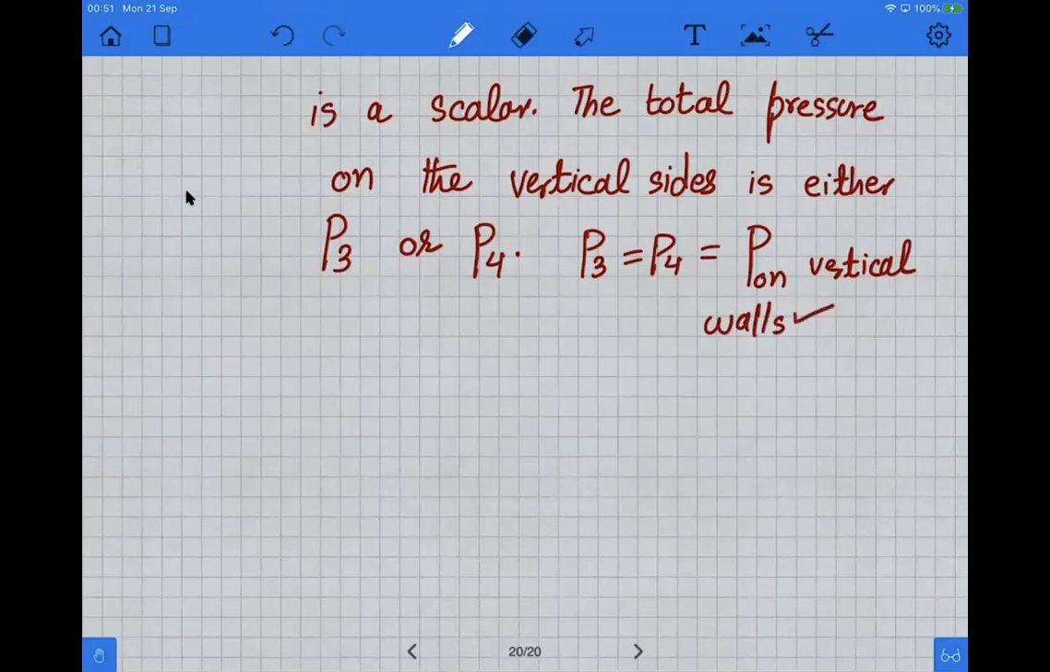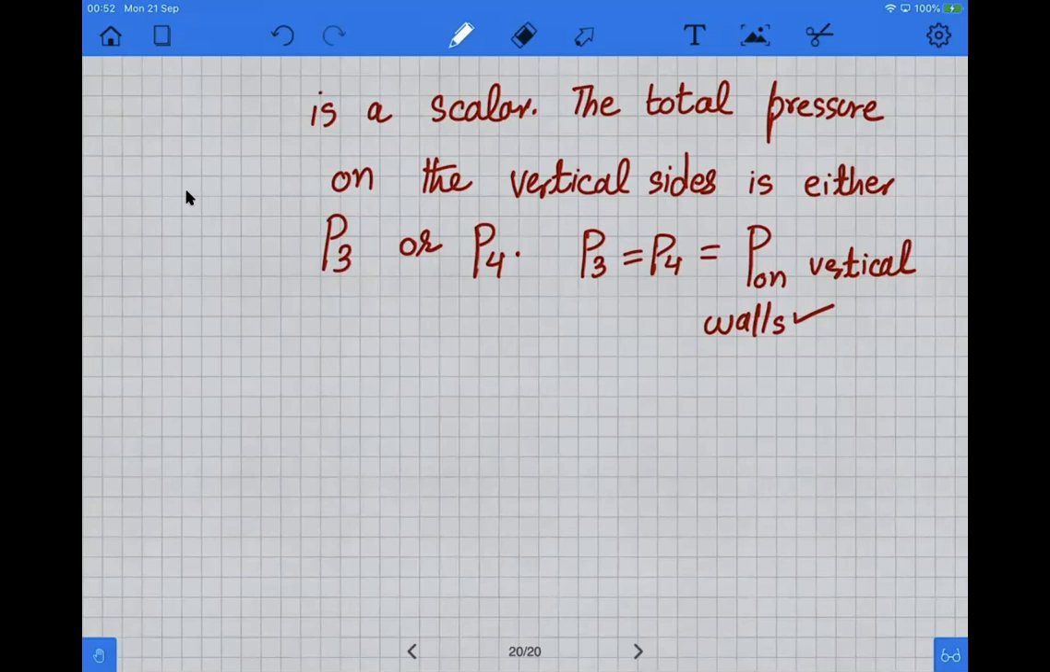This pressure cannot increase or decrease. You cannot add it or subtract it, because pressure is independent of the area of the walls. P3 and P4, which are acting on the vertical walls, and the pressure that is acting horizontally will be equal, and you can call it P. So total pressure on the vertical walls is P3 or P4, and it will generate a squeezing effect. The cylinder or the box will be deformed or squeezed because of the pressure acting on the vertical walls, and this pressure is acting horizontally.